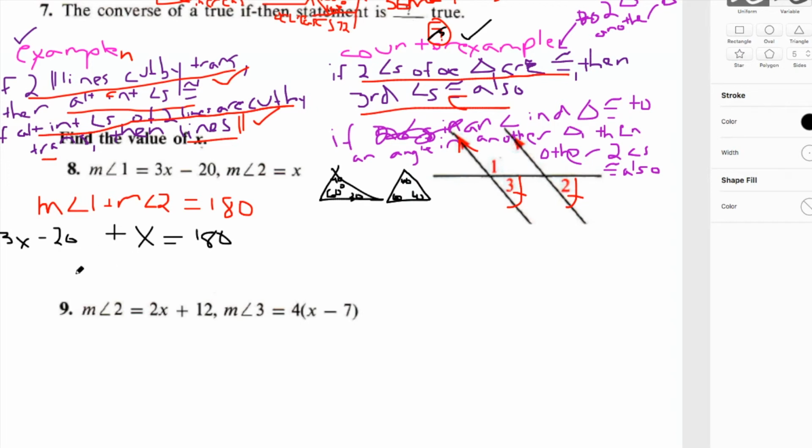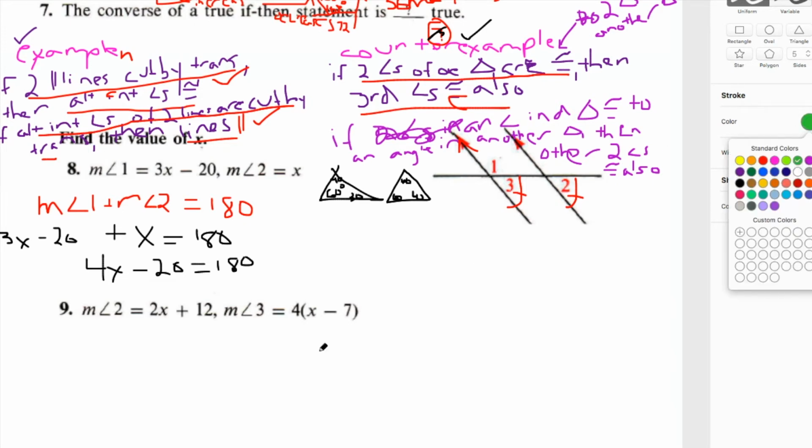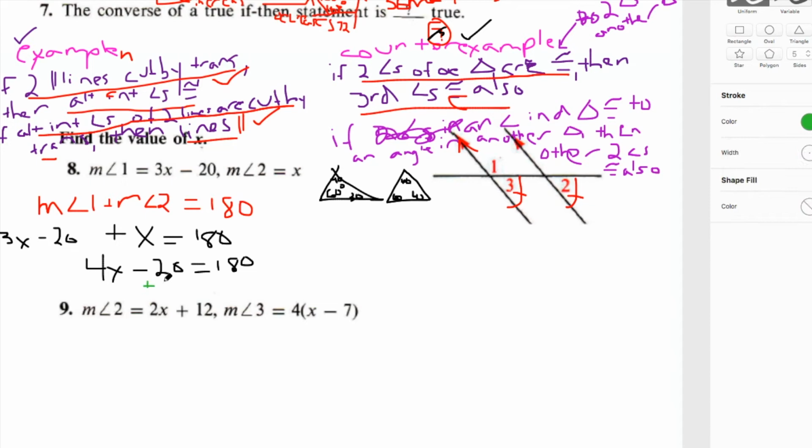Combine like terms: 3x plus x is 4x, minus 20. We could add 20 to the other side now, but I'm going to move it around so we can go a little more slowly in this video. I'm going to add 20 to both sides, after I combine like terms. Then I'm going to use the addition property of equality to help me simplify. Again, I start away from x. You don't want to deal with x yet. You want to deal with getting rid of the constant.